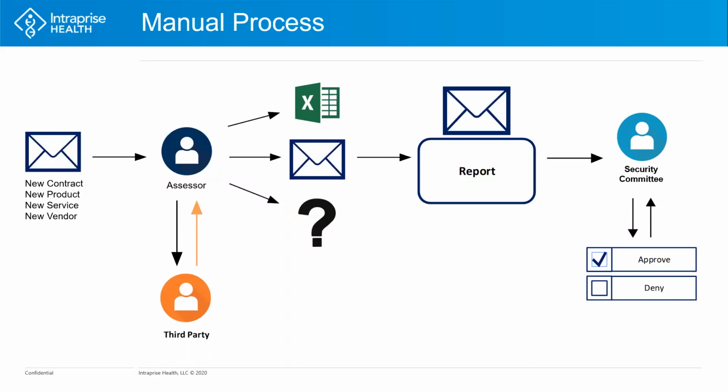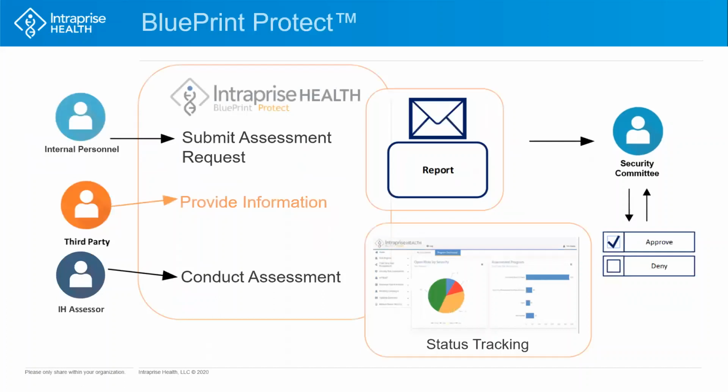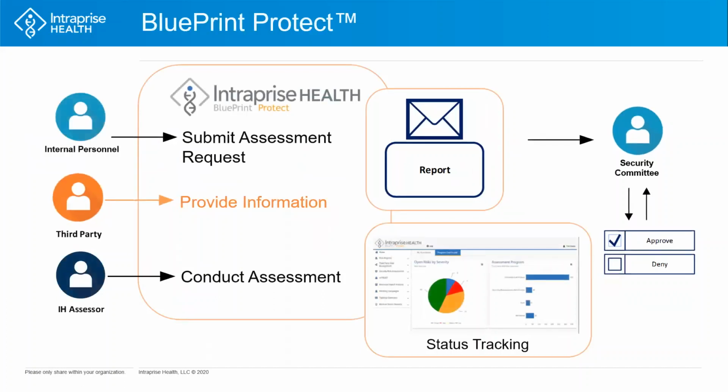So with Enterprise Health Blueprint Protect, we reorganize the same entities, the same personnel, and the same processes, and attempt to centralize all of the interactions into the product itself. So we see here the internal personnel are able to begin that assessment process by introducing that prospective new vendor, that new contract, et cetera, directly into the application.